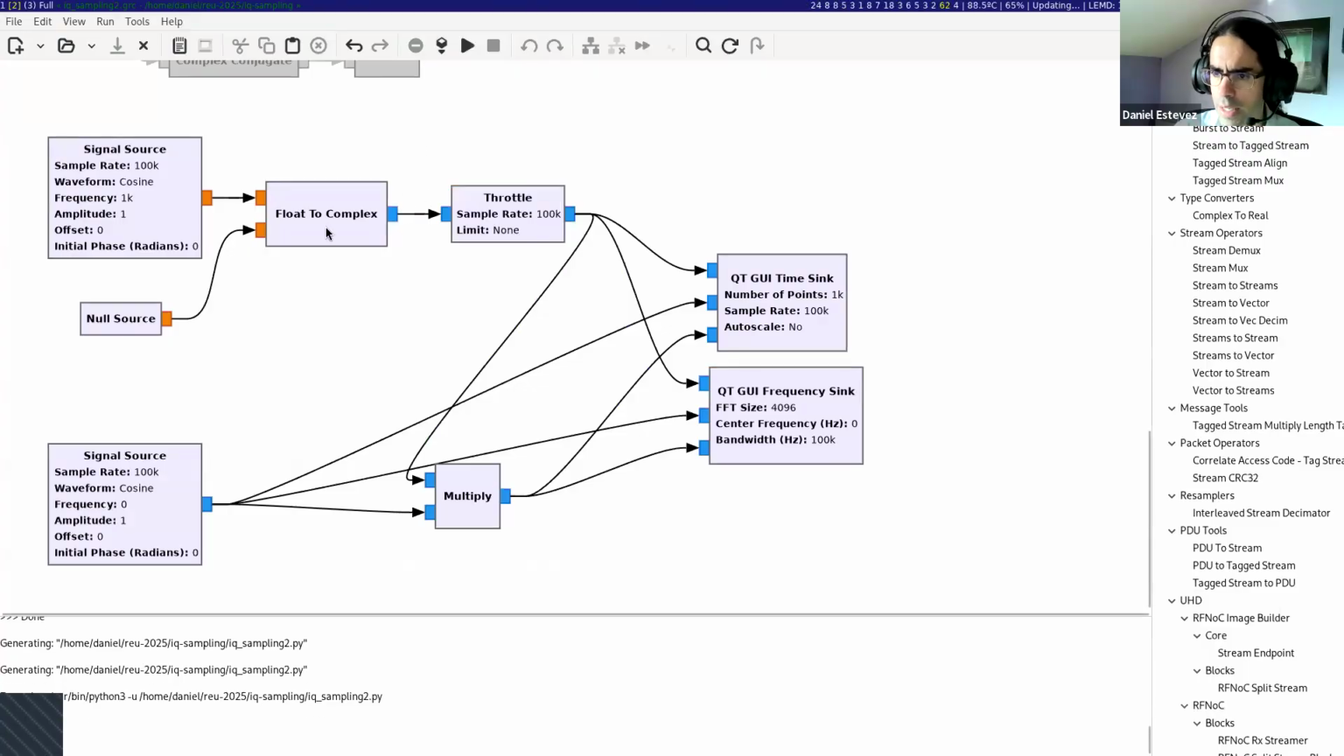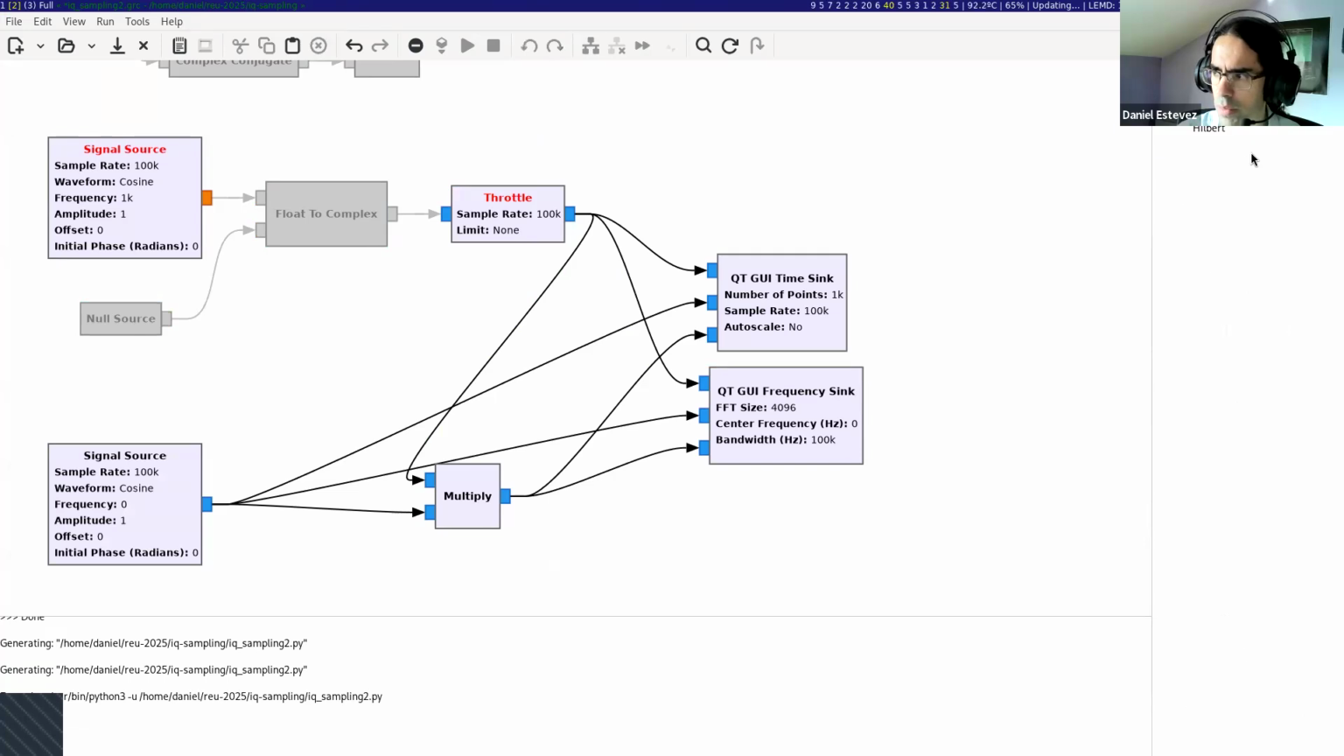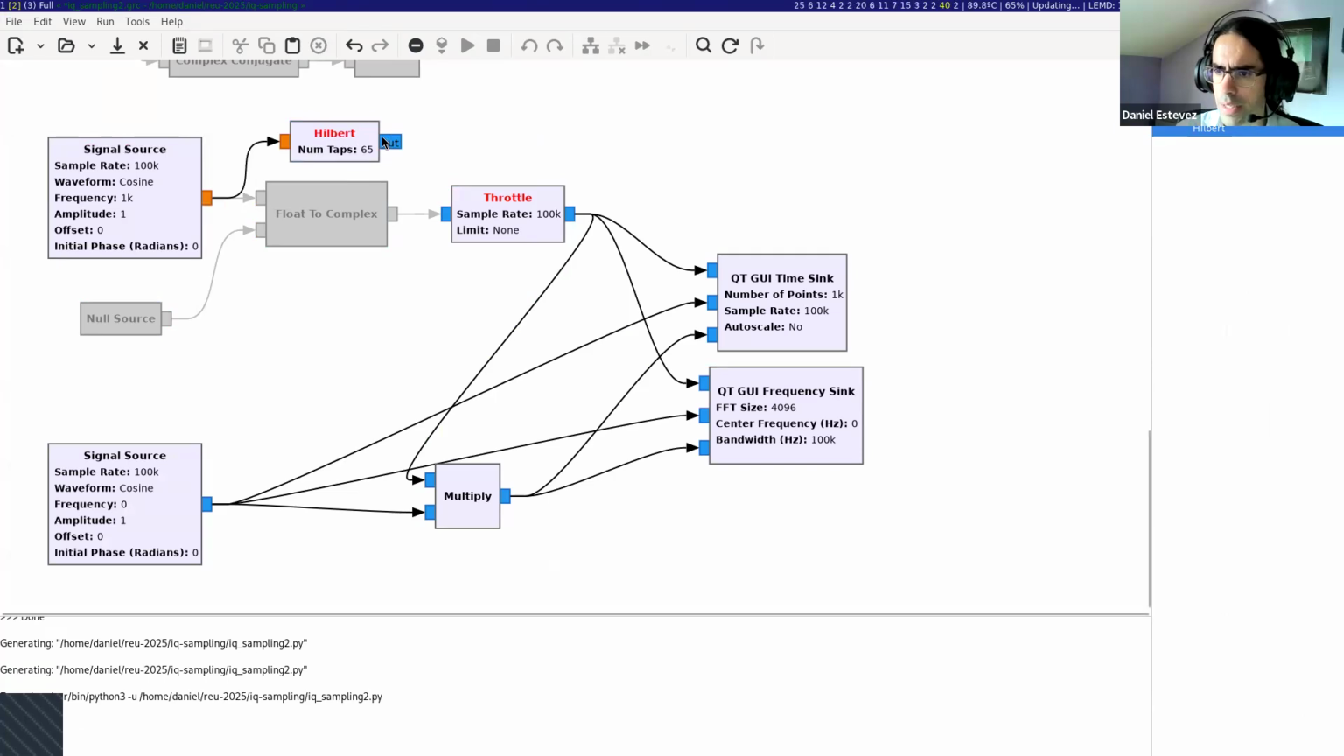The second way of doing this, and I'm going to show it just for completeness, is something called the Hilbert transform or Hilbert filter in digital signal processing. That has as input a real signal and gives you as output a complex signal. The real part of this complex signal is the same as the input. The imaginary part is basically whatever signal you need to remove all the negative frequencies.